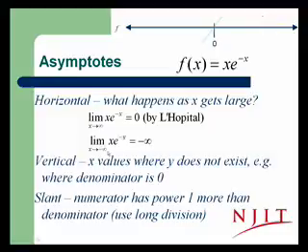As x goes to negative infinity, well, then we have negative infinity times e to the plus infinity, which is minus infinity times a plus infinity, which is a negative infinity.